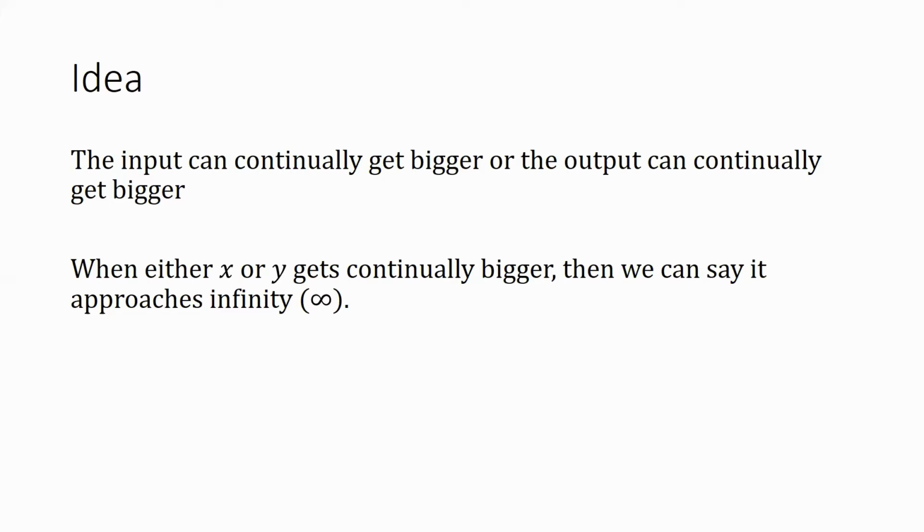So when we deal with limits, we saw the input approach a certain number. We saw the output approach a certain number. If one of those things doesn't approach a certain number, but just keeps getting bigger and bigger and bigger, then we approach infinity. So that's the idea. When either the x value or the y value continually gets bigger, then we say it approaches infinity.